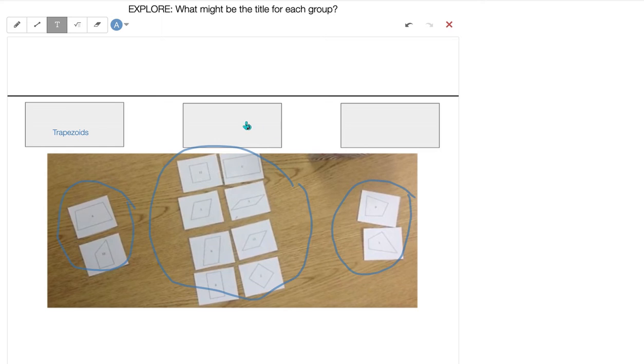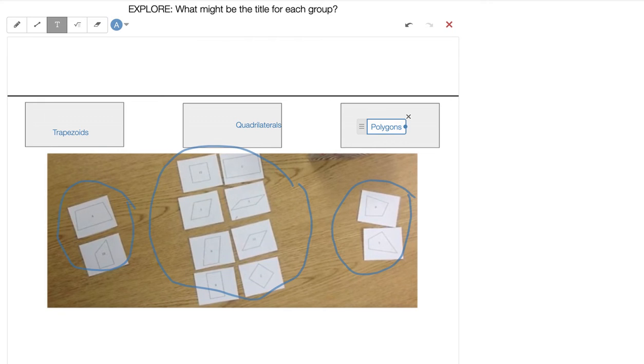Quadrilaterals. Oh, where am I typing? There we go. Quadrilaterals. Okay? And last but not least, the oddballs. How can we call the oddballs? Those are going to be called polygons, okay? So then you might be wondering, what are polygons?